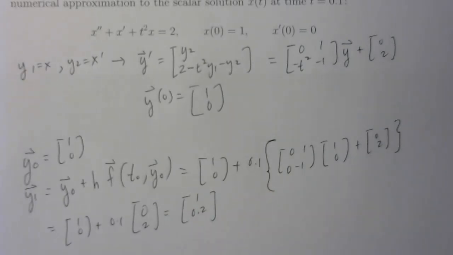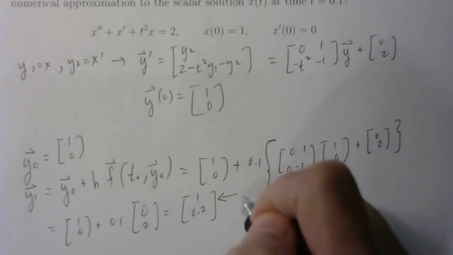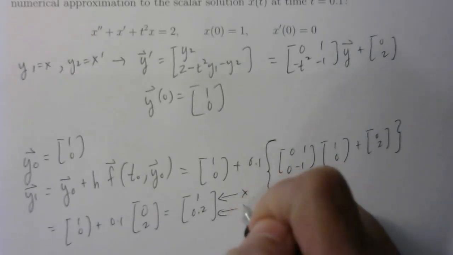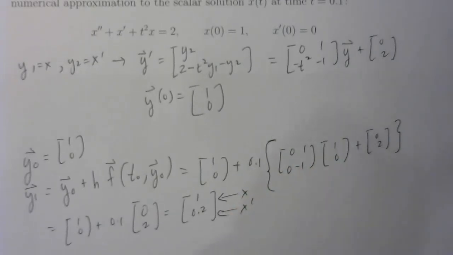So the question is, what is an approximation for x of t? Remember, the first element was y1, which is x. The second element was y2, which was x prime. So this means that if I want to look for just x, it's going to be the first element. An approximation for the value of x at time 0.1 is 1.